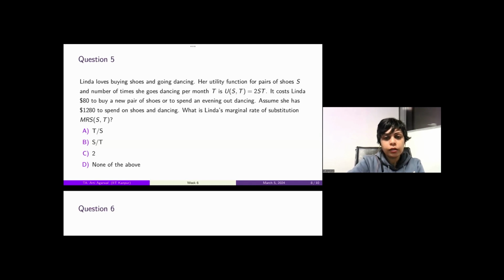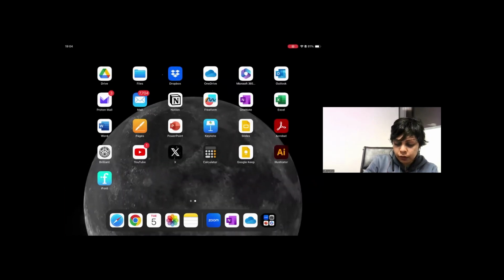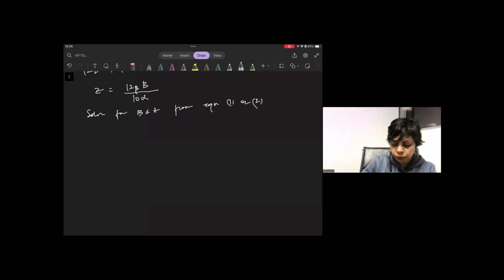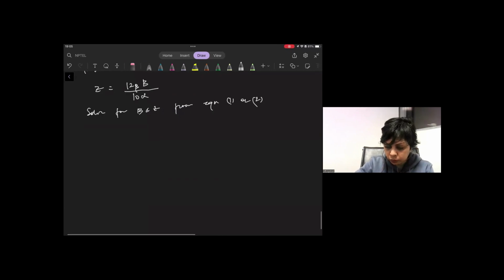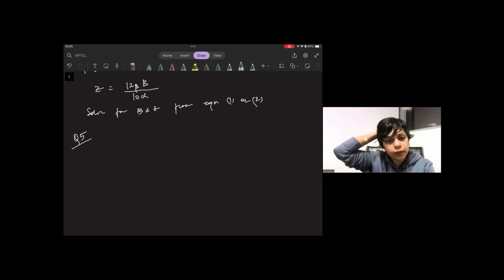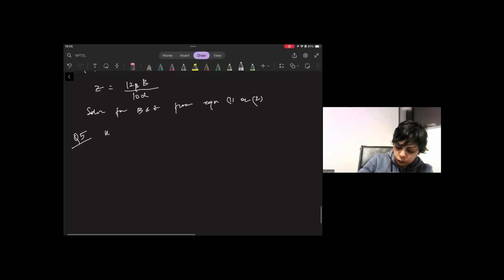what is her marginal rate of substitution? And secondly, then we'll come to the optimal bundle. So now we have solved this kind of a function multiple times by now, actually. So hopefully this is not that difficult to solve. Which question is this? 5. Yeah. So I'll come to question 4. Let me first do questions 5 and 6, and then I'll come to question 4. So U(S, T) is 2ST.